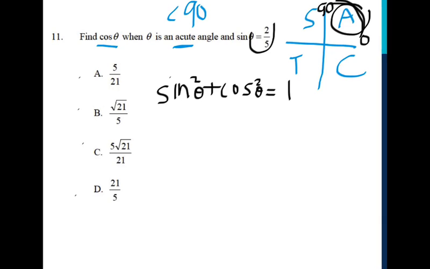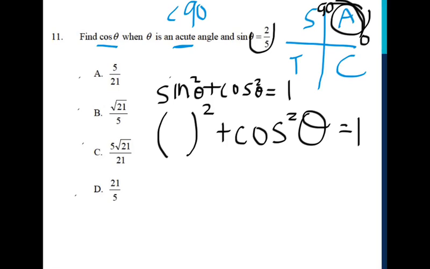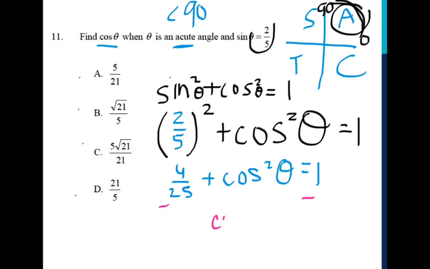Sine is this. So right here I have something squared. That something is going to be 2 over 5. So I put a little 2 over 5 right there. Now 2 over 5 squared is the same thing as 2 squared over 5 squared. So I've got 4 over 25 plus cosine squared theta equals 1. Now I subtract 4 over 25 from both sides. So when I subtract this from here and here, I get cosine squared theta equals 1 minus 4 over 25. Geez, what is that? 21 over 25?